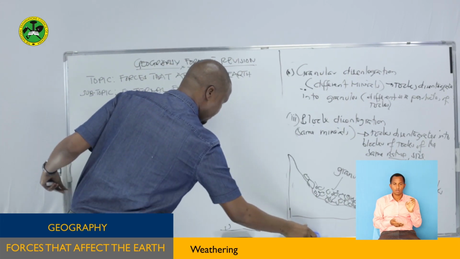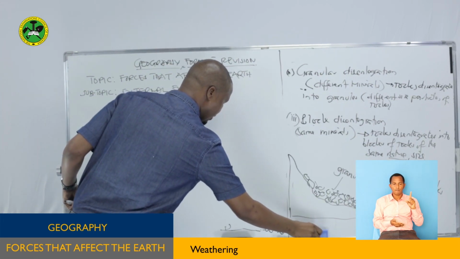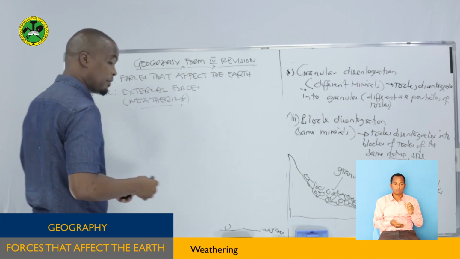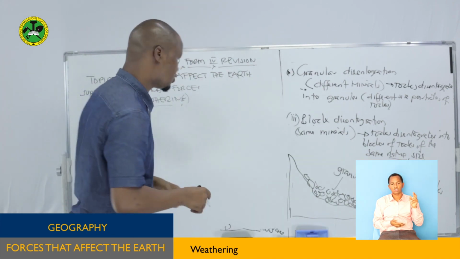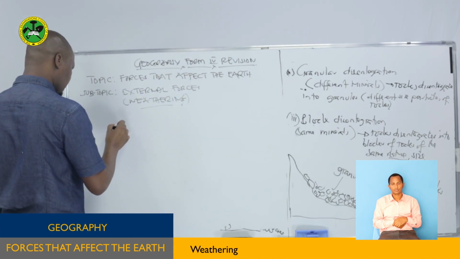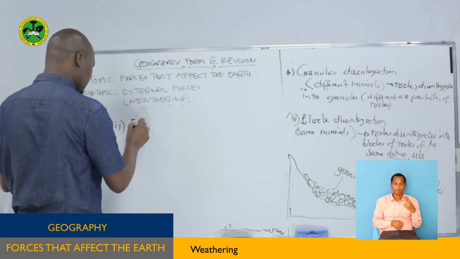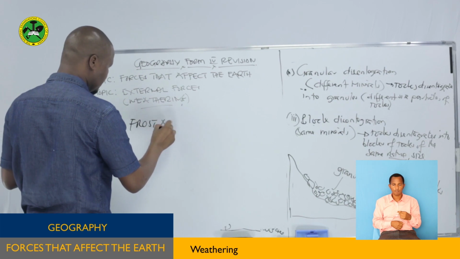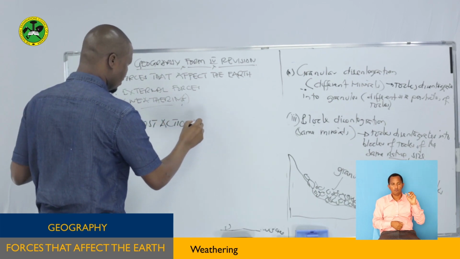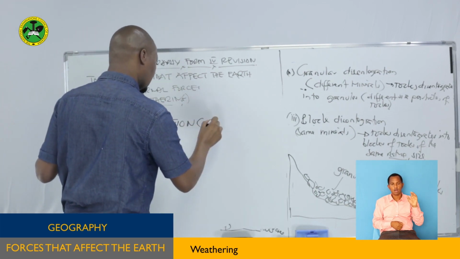We have the Frosty Action. Remember, we are talking about the role of climate, and we have started with the temperature. So it means we have the second process. We call it the Frosty Action, or sometimes they call it the Frosty Shattering.